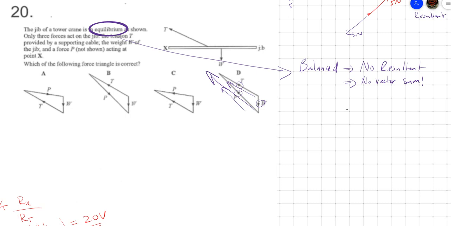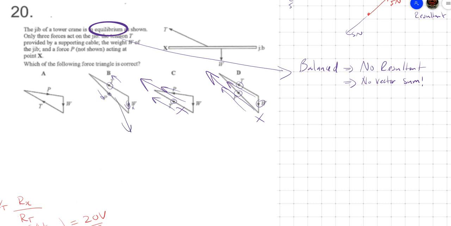Now this one here, same thing. T is pulling this way and P is pulling this way. So you're going to have a big resultant force in this one. It can't be this one. Now in this one, T is pulling this way, P is going down, which is good, and the weight is also going down. So you're going to have a resultant force in this direction, which is not good.